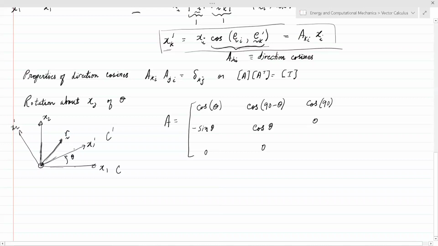So what is the angle between E3 and E3 prime? Well, it's still aligned together. We didn't rotate that one. So that'll be cosine of 0, which is 1. So there you go. That's how you find the direction cosines for a rotation about theta.